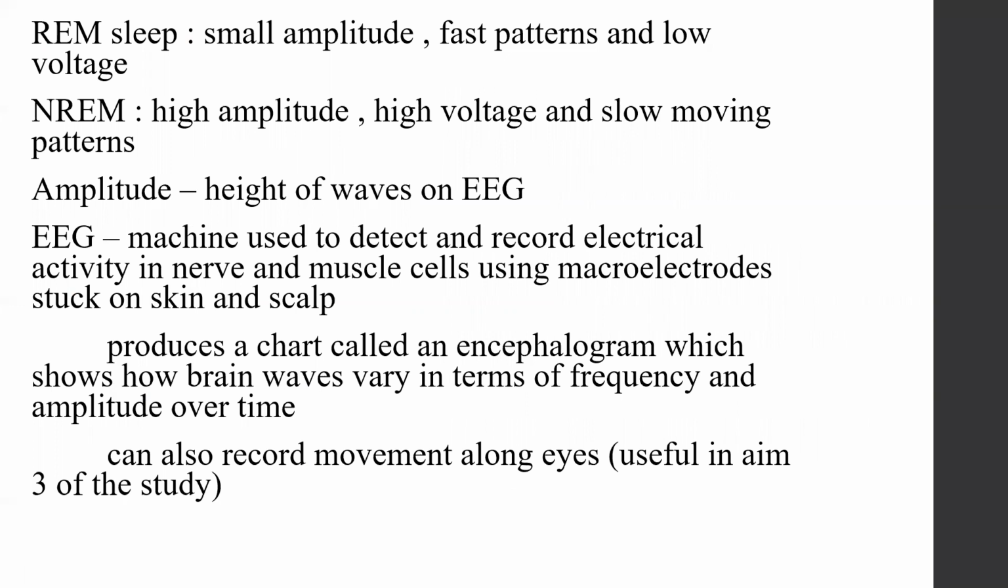We've been talking about the EEG a lot. So what exactly is it? EEG is basically a machine which is used to detect and record electrical activity in nerve and muscle cells when many of them are active at the same time. It uses macro electrodes, which are large electrodes stuck to the skin and scalp, and then it produces a chart called an encephalogram, which shows brain waves which vary in terms of frequency and amplitude over time, and it can also record eye movement, which was useful in the third aim of the study. We'll come back to that later.